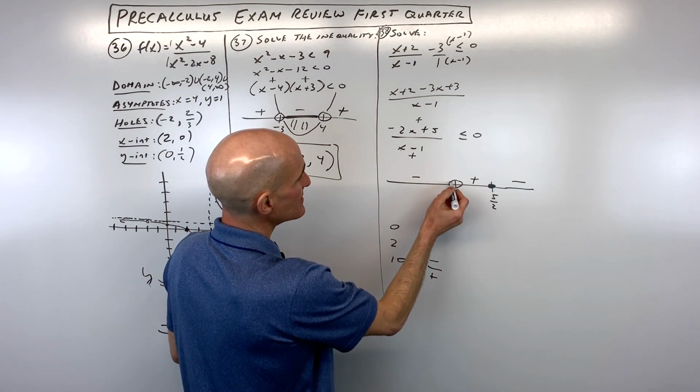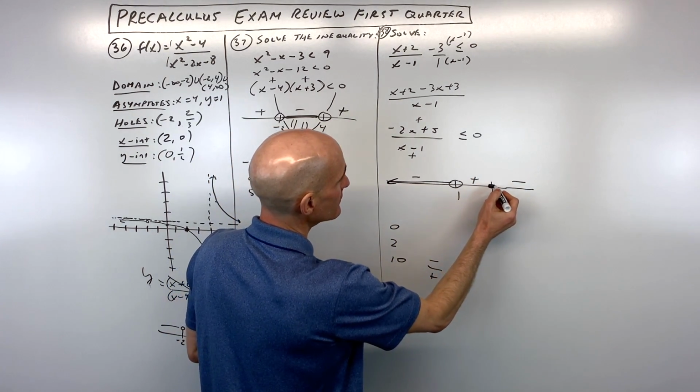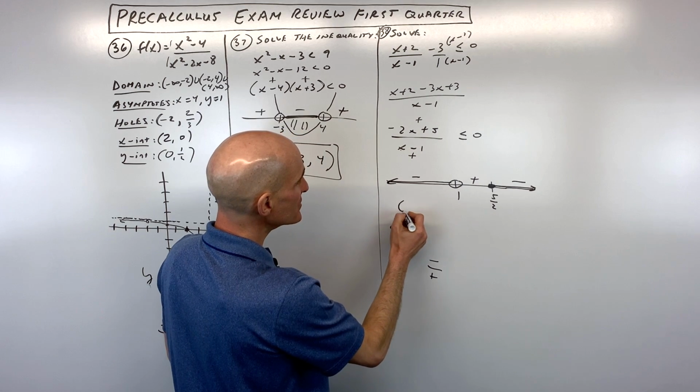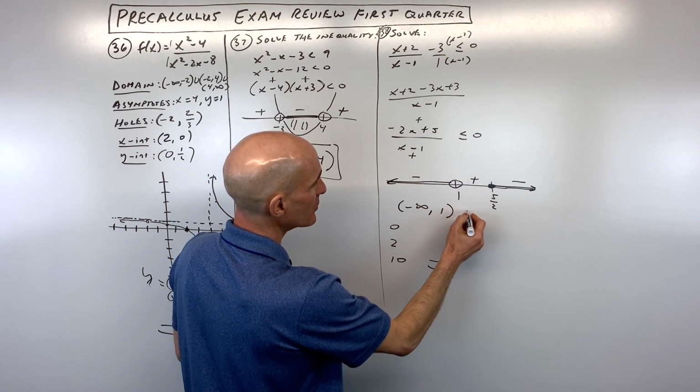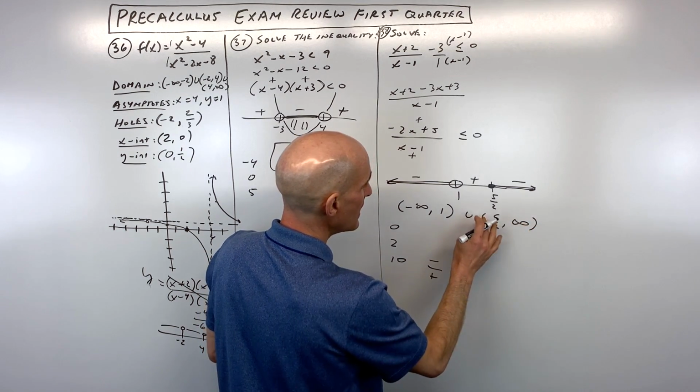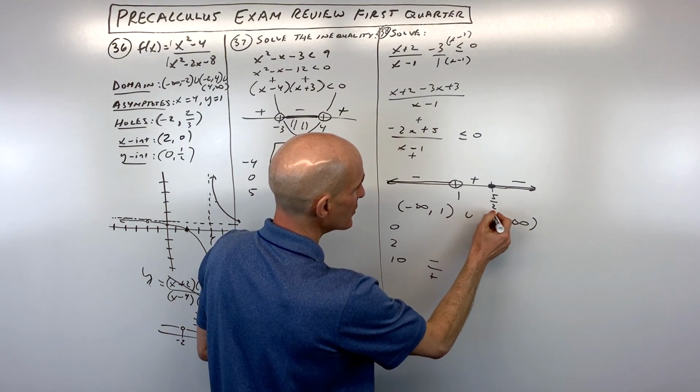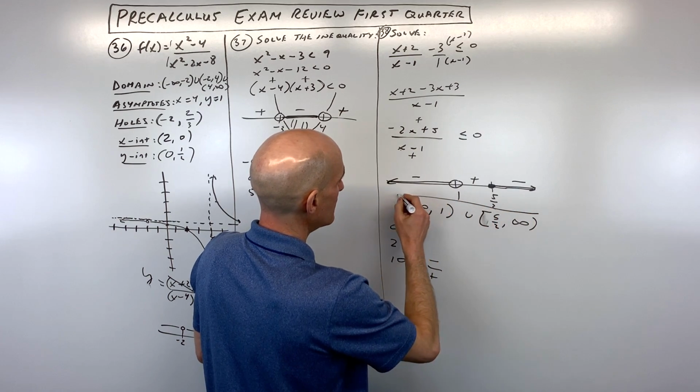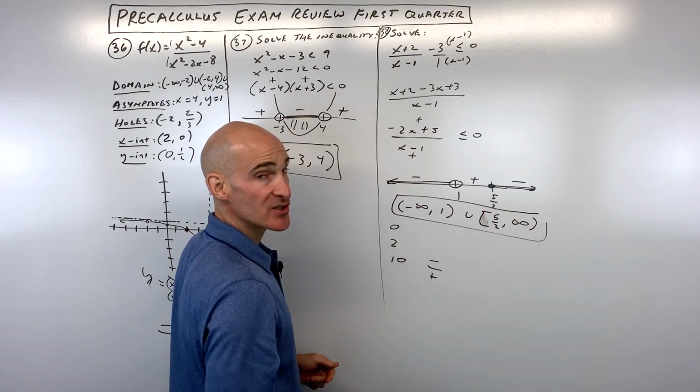We want to know where it's less than or equal to 0, meaning where it's negative or 0. So this is going to be negative infinity to 1, not including 1, and from 5 halves to positive infinity. This includes 5 halves, so we want to use a bracket for that, whereas the other ones we're using parentheses because it doesn't include those points.